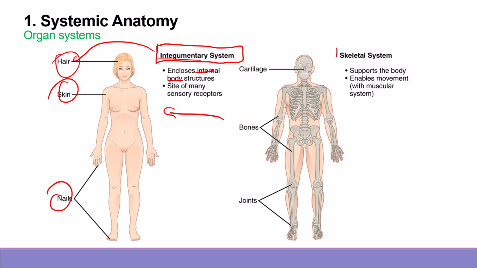The skeletal system is all about bones, and the main function of the skeletal system is to support the body and enable movements that can be accomplished by the muscular system.